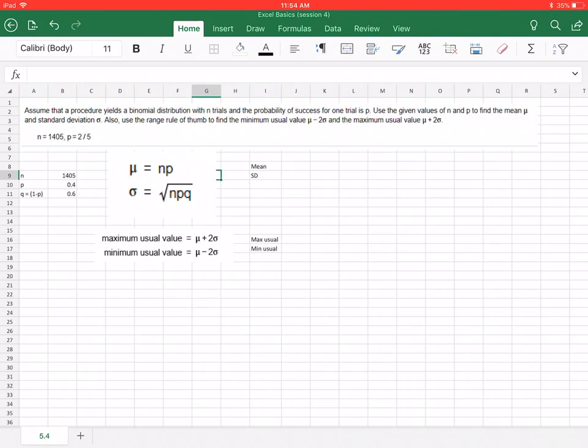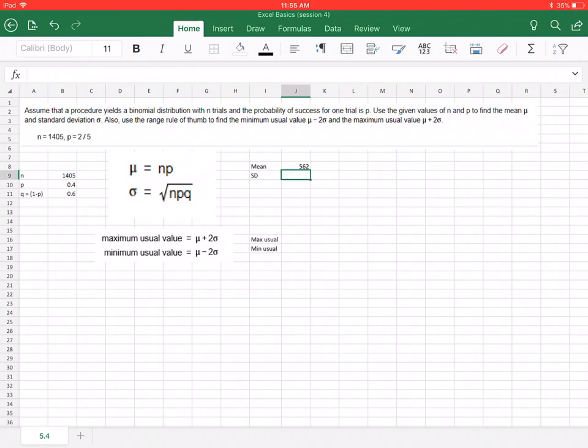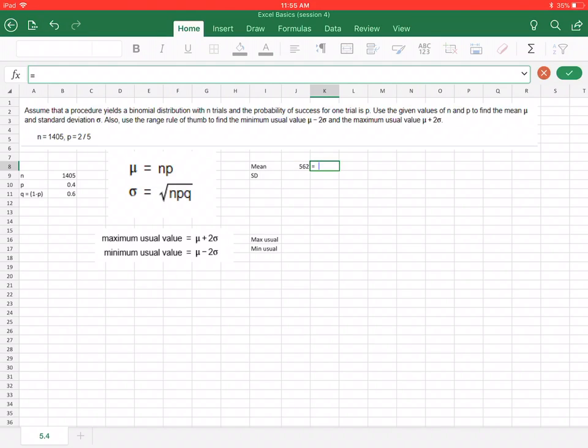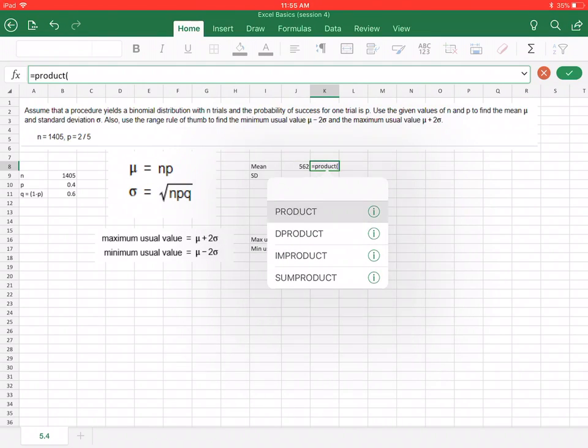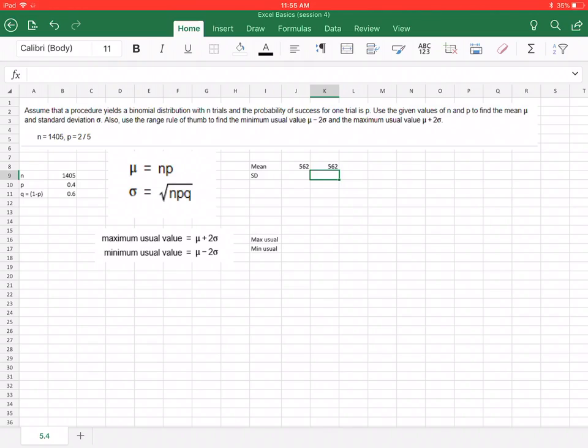So the next thing that we're going to do is find the mean. And the mean formula is given to us as n times p. So it simply just equals n asterisk p. If you want to use the product function, you can. That's up to you. If you do, it would just be equals product n comma p, and you will get the same answer. So that's up to you which way you want to do it. You'll get the same answer either way.